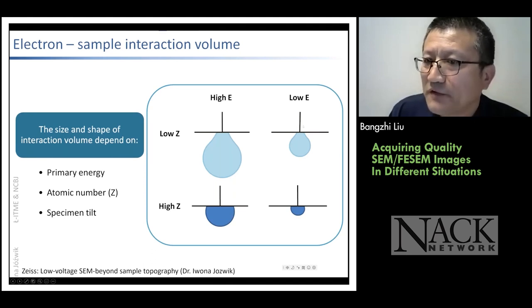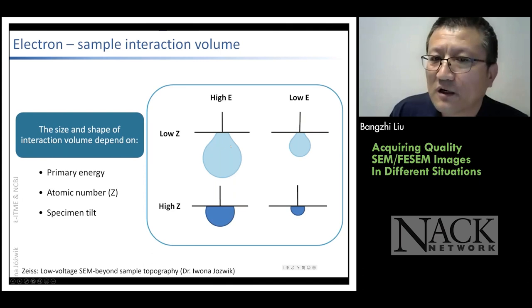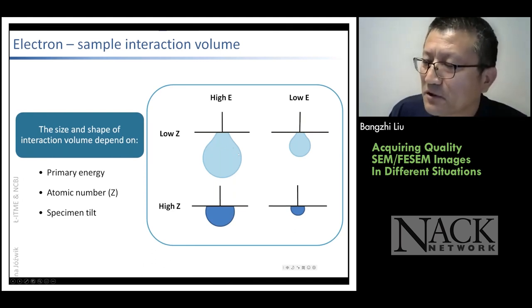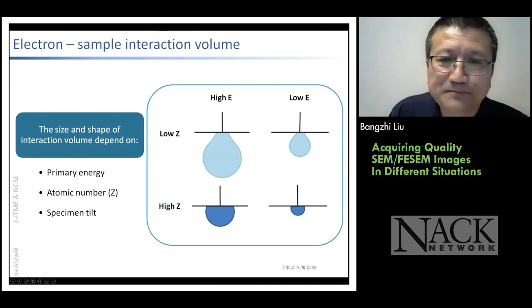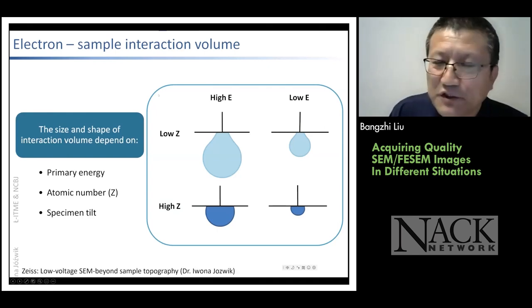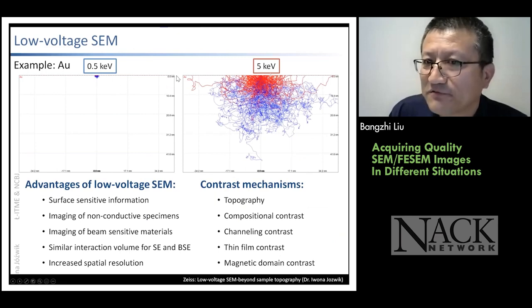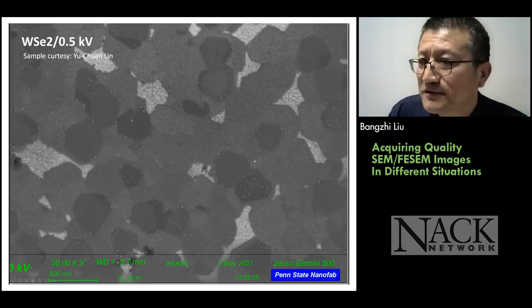What do I mean? If the voltage is lower, the signal will come more from the surface. If the voltage is high, the signal will come from a deeper depth. That's why for a very small, thin sample like a wire, it does not work. Right now you can use software to simulate 5 kV and 0.5 kV, and you can see a huge difference in the volume. At low kV, you have a very small interaction volume, and that's why it works for 2D material.